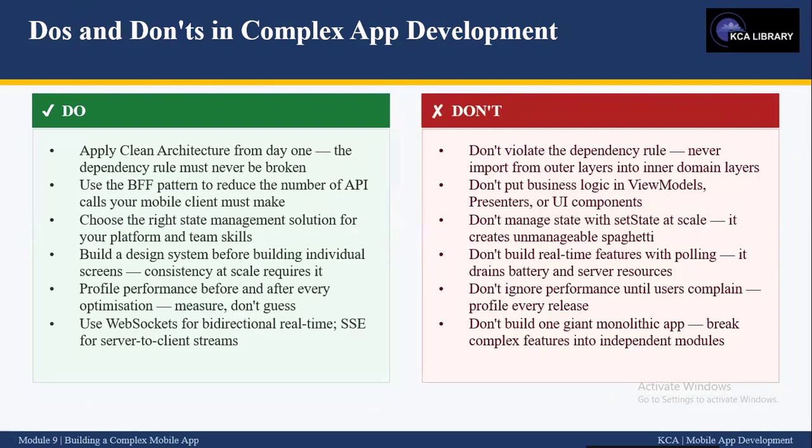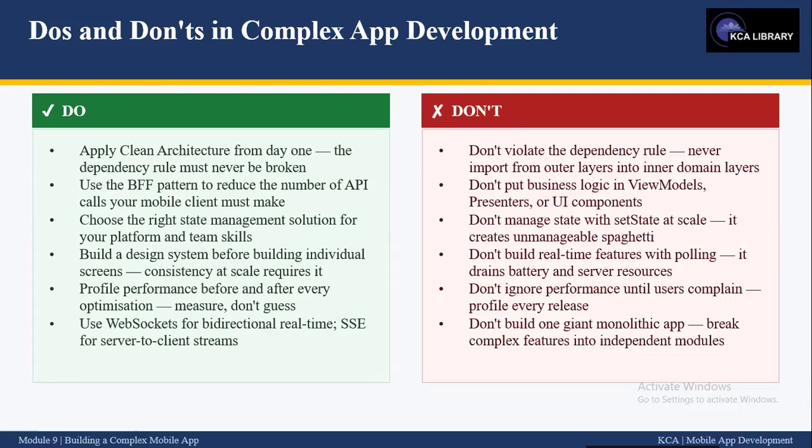Dos and don'ts in complex app development. Do apply clean architecture from day one. Use the BFF pattern to reduce the number of API calls your mobile client must make. Choose the right state management solution for your platform and team skills. Build a design system before building individual screens. Consistency at scale requires it. Profile performance before and after every optimization.